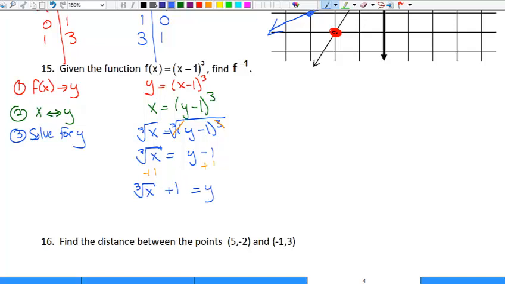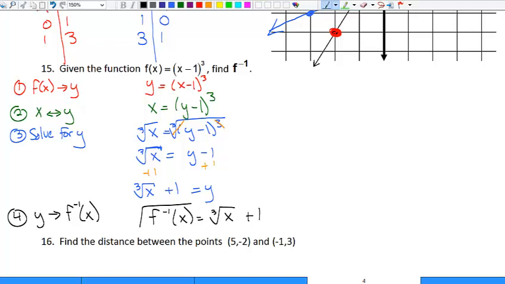Our last step, do it in black, is to take the y and put it back into the function notation, but in this case it's going to be f inverse because it's not the regular function, it's its inverse, so you need to put that little -1 up in what looks like the exponent. It's really not an exponent, it's a notation for inverse. And that is our final answer.